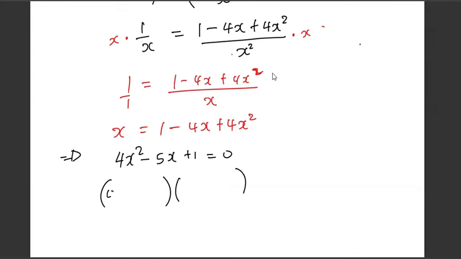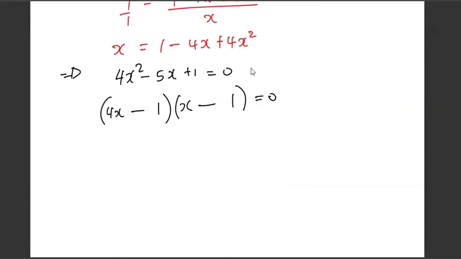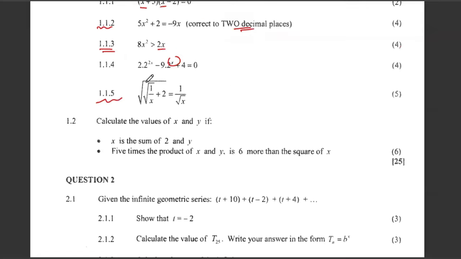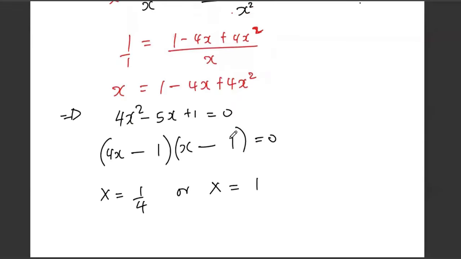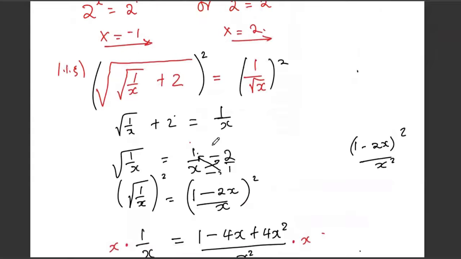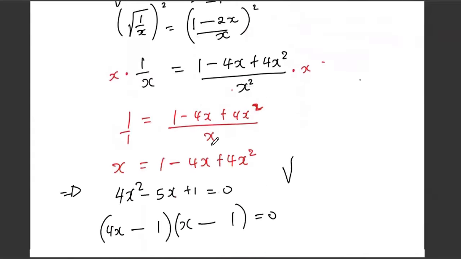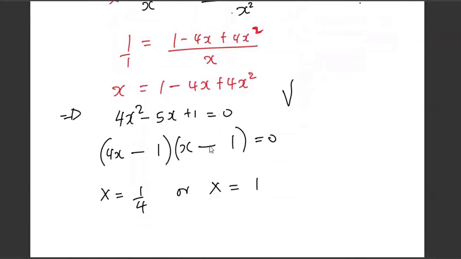Let's factor this. I can have 4x and x, because my target is a 5. So this will be a 1 and a 1, and then I use a minus on both sides. Okay. So meaning that my first x is going to be 1 over 4, or my x is going to be 1. But since the question was having surds or roots, I have to go back and test. Okay. So what are we testing? We are testing with a quarter and also testing with 1.